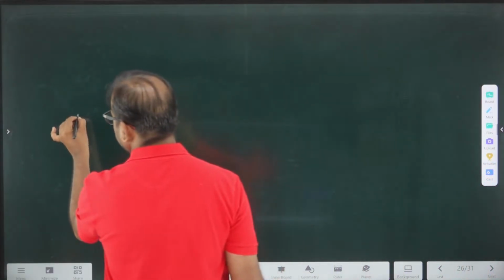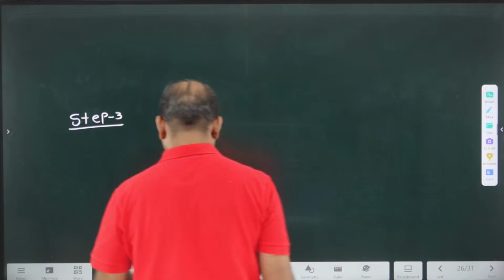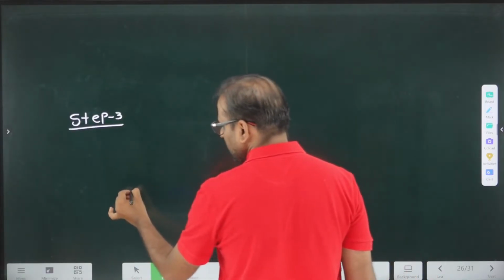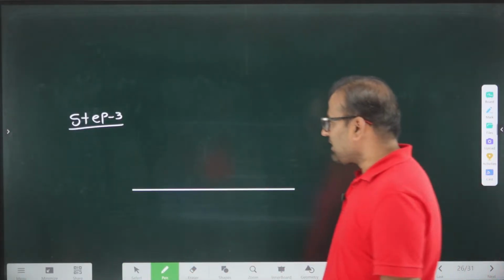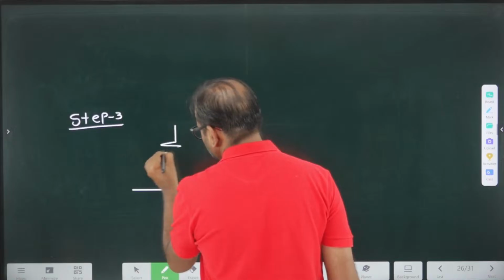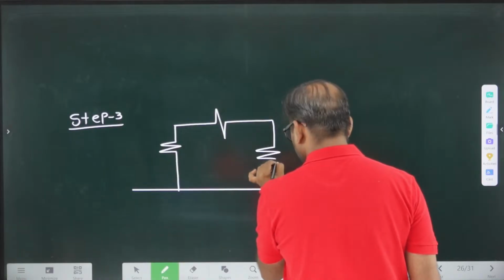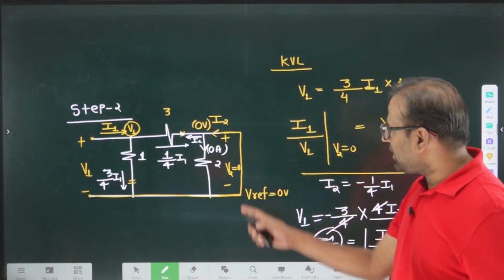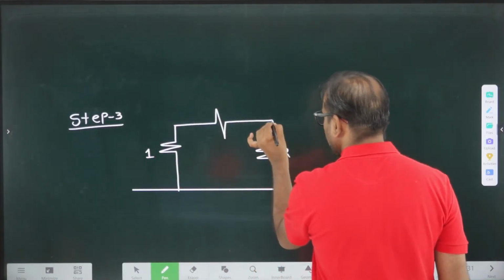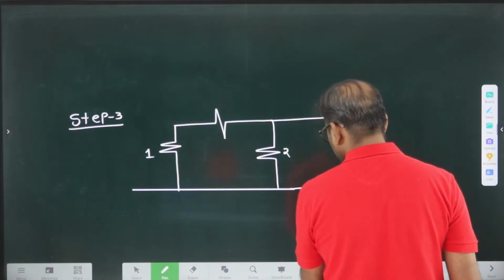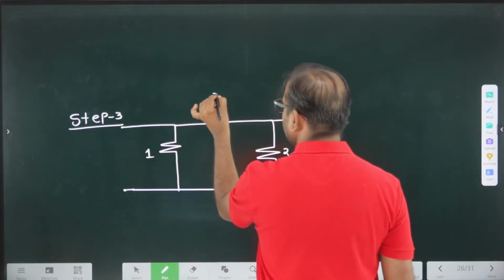Step number 3. What is step number 3? This time we are making V1 equal to 0. And what are the values? Values are 1, 2 and 3. So you can take this value as 1, you can take this value as 2, and here I take the value 3.